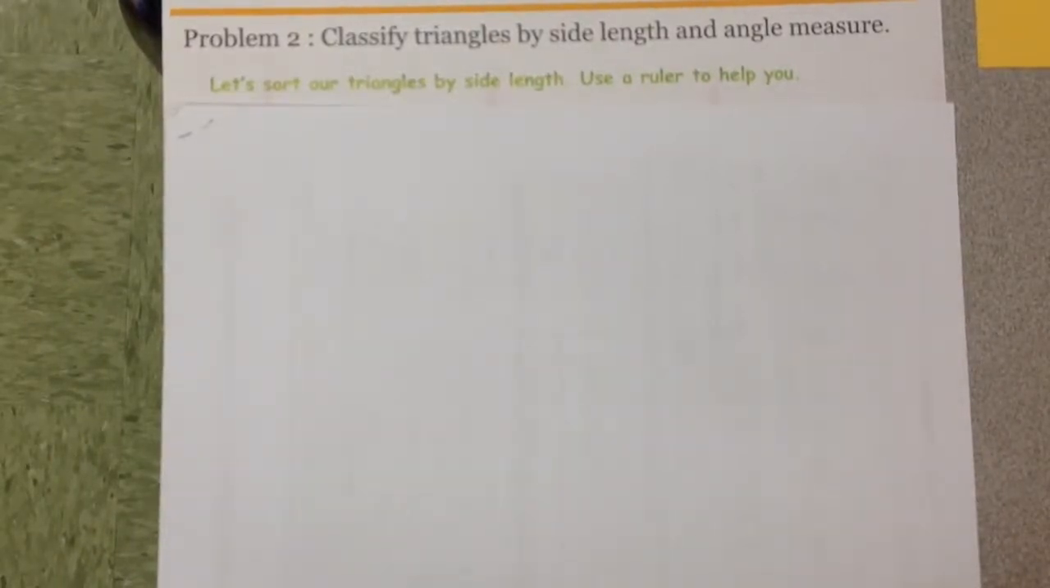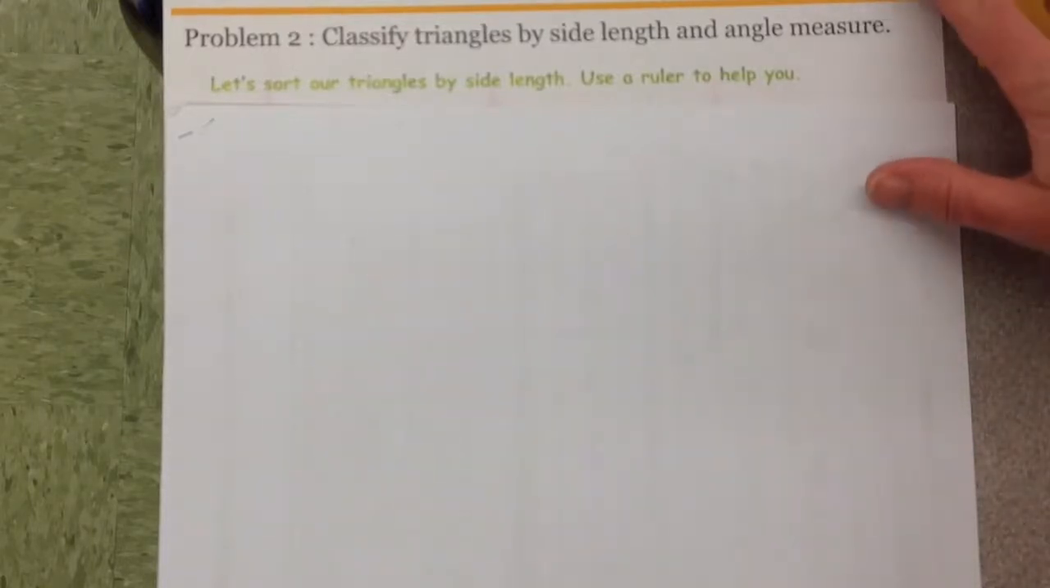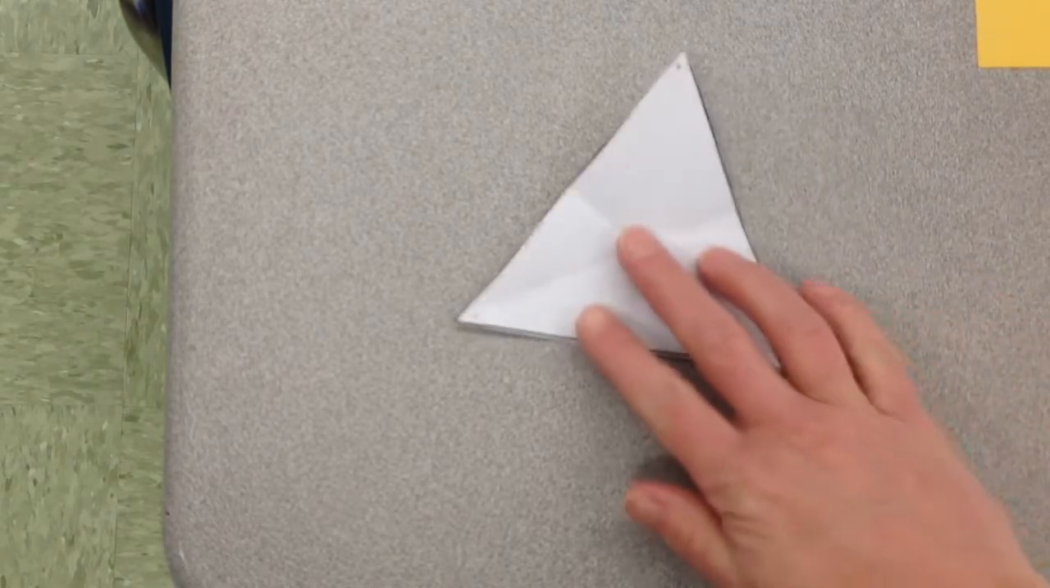Let's classify triangles by side length and angle measure. We're going to sort our triangles by side length. You have a ruler on your desk to help you. Okay, let's start with triangle A.